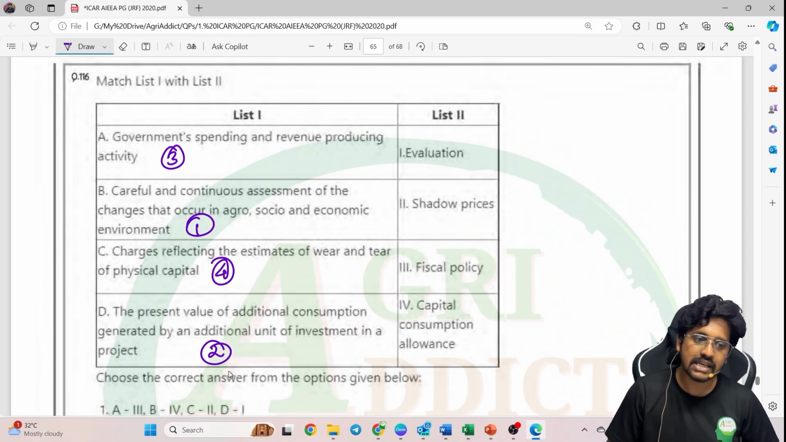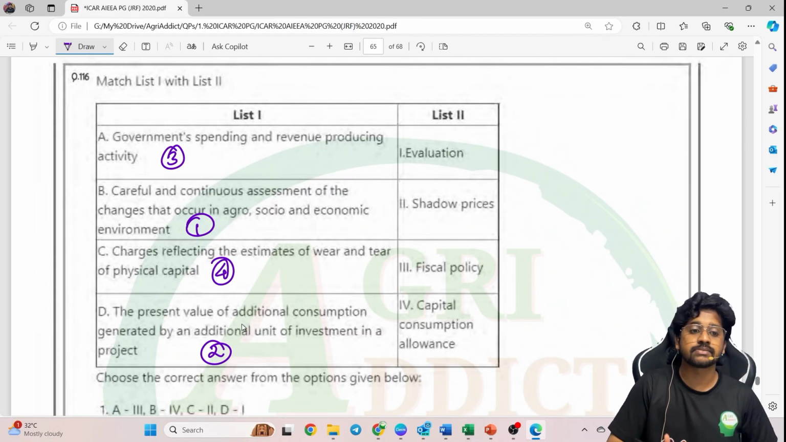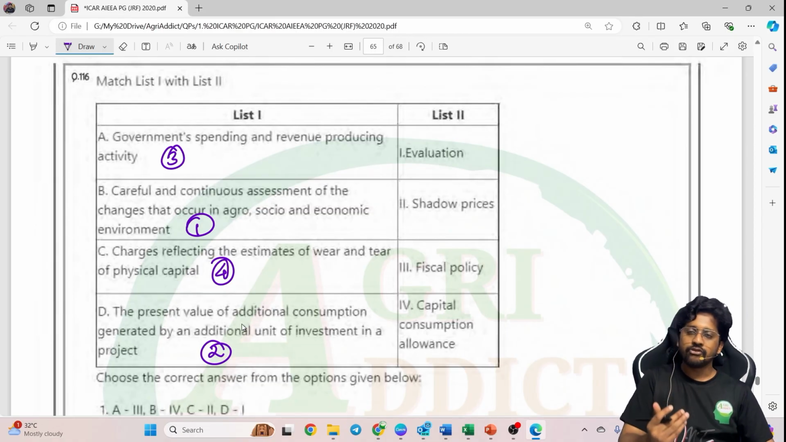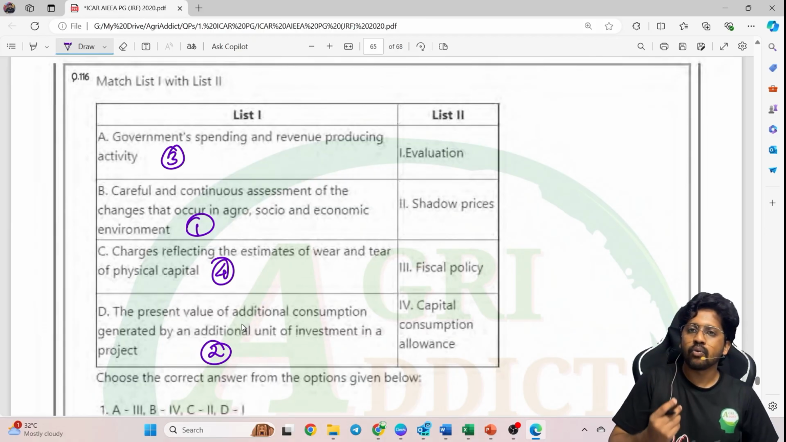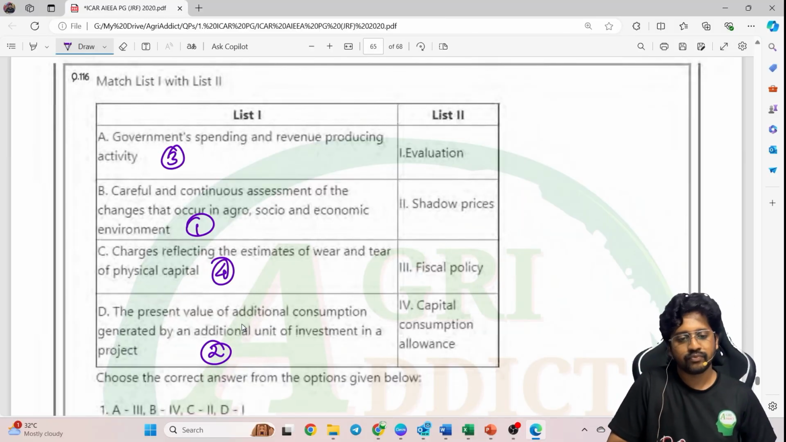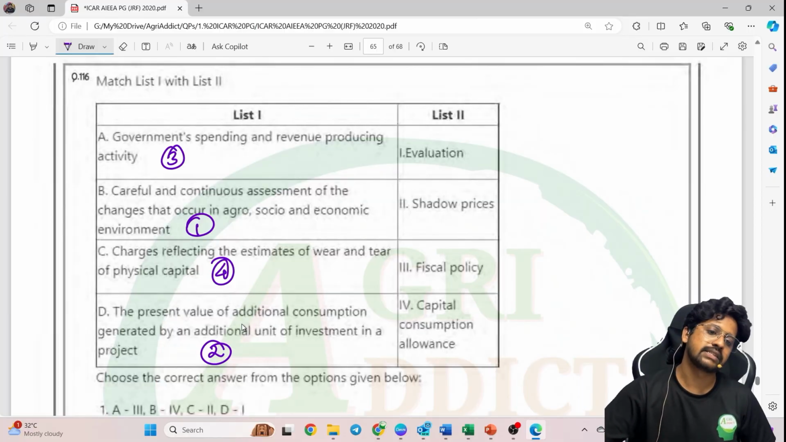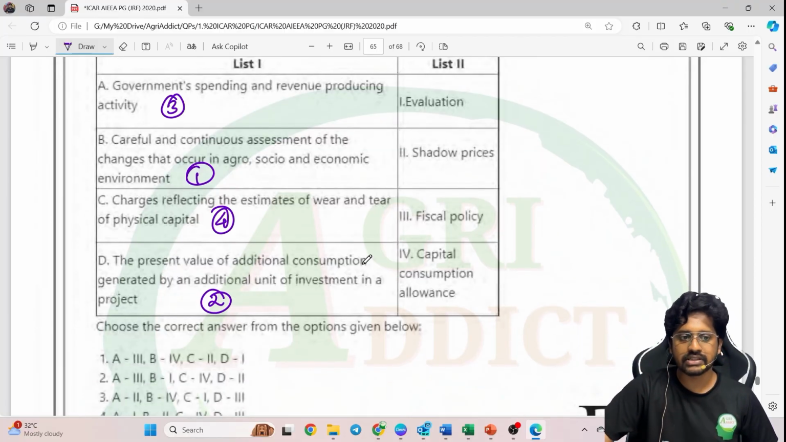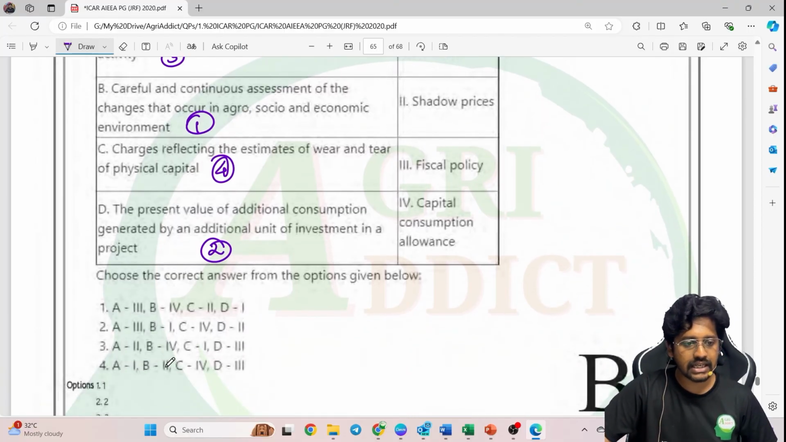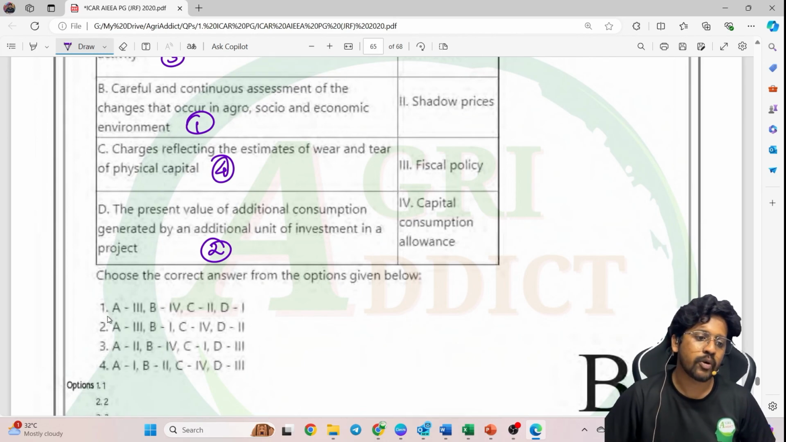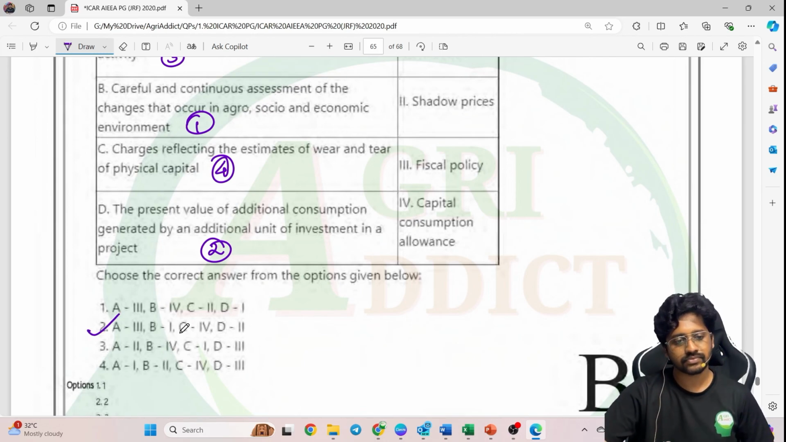What is shadow price? The present value of the additional consumption generated by an additional unit of investment in a project. That is, when we are adding 1 unit of additional investment in a project, the resultant additional consumption generated will be given by the shadow prices. So A, B, C, D can be connected with 3, 1, 4, 2. Option 2 will be the correct answer.